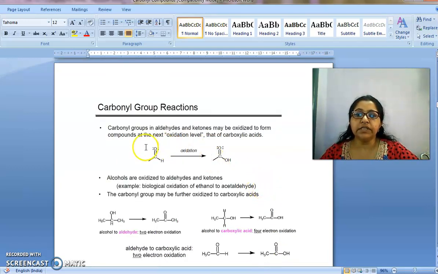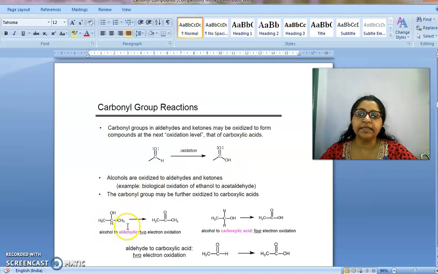Oxidation, how does the oxidation happen? Oxidation can happen in such a way that we have different oxidizing agents. But remember one thing, it's very important. If you take an aldehyde and go for an oxidation with a general oxidizing agent like K2Cr2O7 or KMnO4, it will directly go into the carboxylic acid group. Aldehyde will get oxidized to carboxylic acid group.